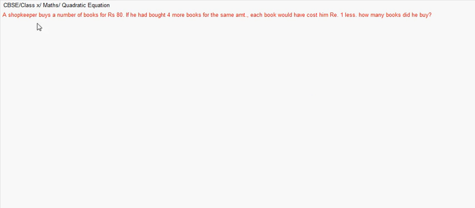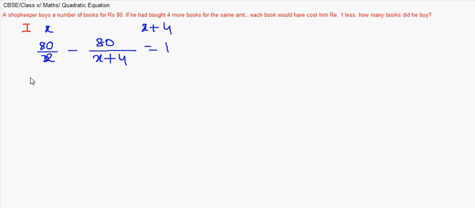Suppose in the first condition, when he had bought a number of books for rupees 80, this is the first case, he had taken the number of books as x, and in the second condition his number of books becomes x plus 4, because he has taken 4 more books. The amount paid was 80 in both the cases, right? So the cost of each book in the first case becomes 80 by x. On the other hand, the cost of the book in the second case, that is 80 by x plus 4, the first case is more by 1 rupee. So this is the equation.